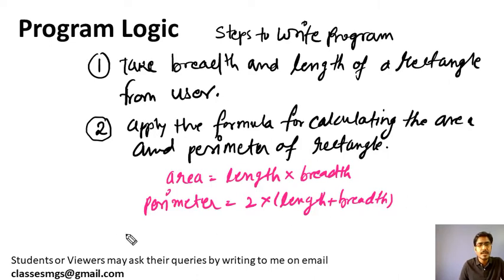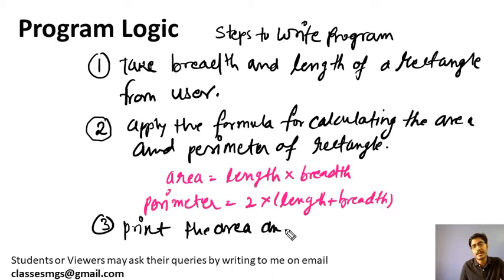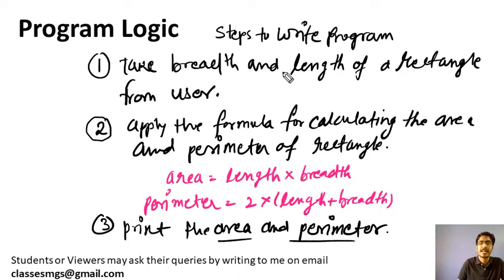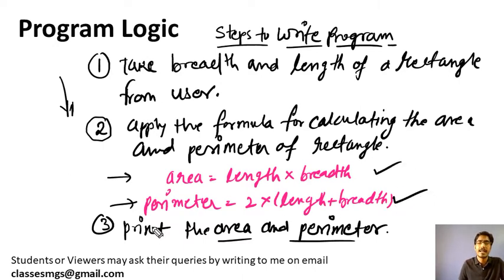Now, in the third step, we will print the area and perimeter. So these are the simple steps to calculate the area and perimeter of the rectangle. We will write down the Python code in the next slide. If you didn't get this, go back to the video and watch it again. It is very easy to understand if you know what a rectangle is and how we can calculate area and perimeter. Okay, so let me move ahead.